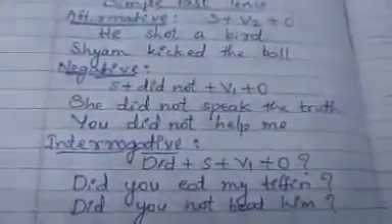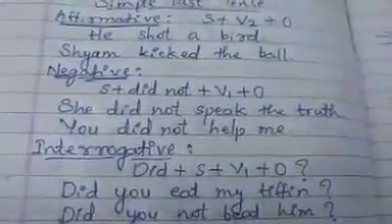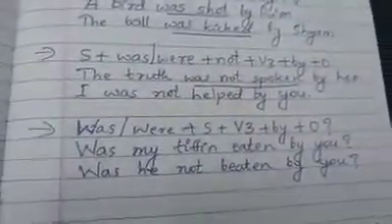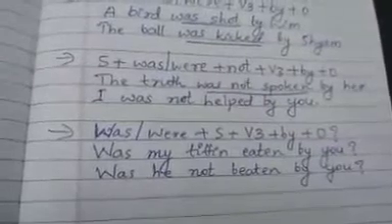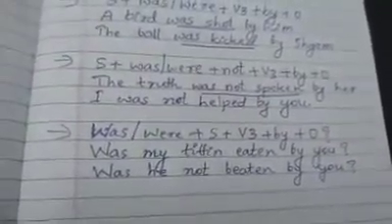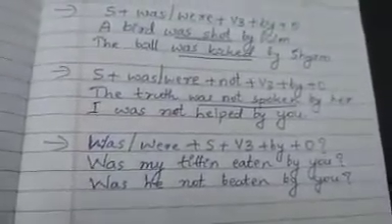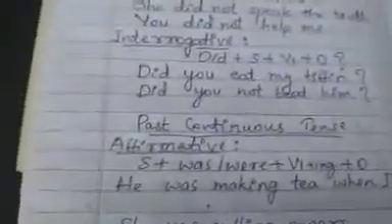You did not help me. Simple past tense, active voice. I was not helped by you. I is the subject. Was is the supporting verb. Not, because that is a negative sentence. Helped, V3 form. By, preposition. Object, you. Next.